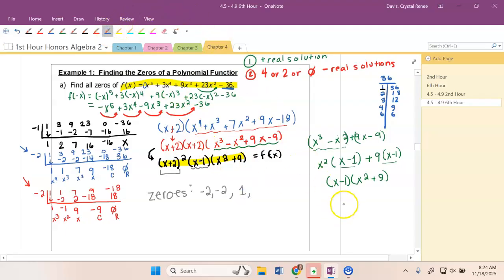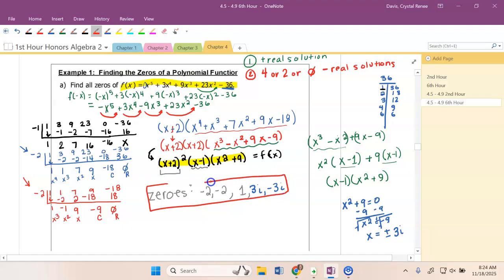Now x squared plus 9, guys. I want to know, when is x squared plus 9 equal to 0? Well, if I subtract 9 from both sides, I get x squared equals -9. Square root both sides, plus or minus. So I get x equals plus or minus square root of -9, which is 3i. So 3i and minus 3i. Here are my zeros of the function. Notice there are 5 of them, which matches my degree. Also notice that I have 2 negative, 1 positive, which we knew I'd get, and then I have a pair of imaginaries.